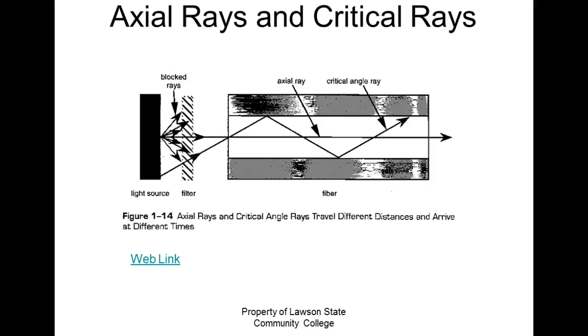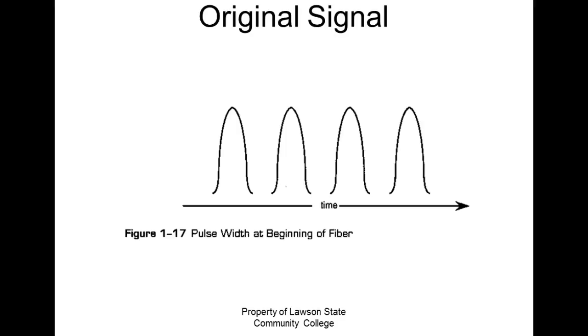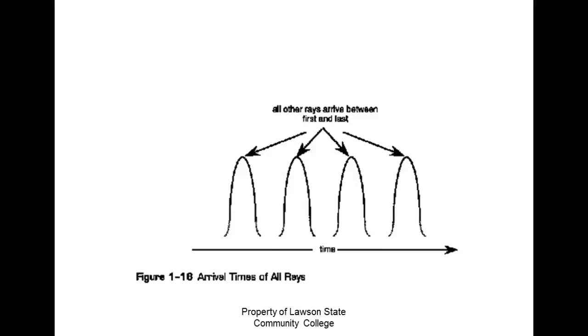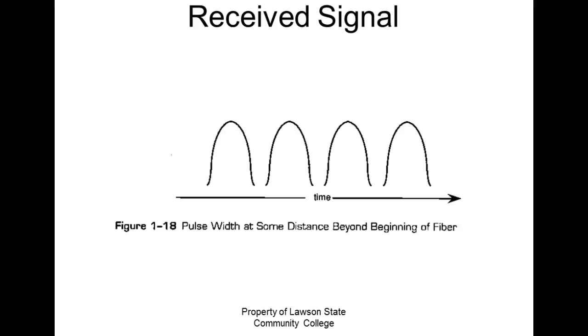So here's the actual ray, here's critical rays, and all the other rays are here, somewhere in between. So this is just an example of what would happen. So the original signal, I think the arrival time of all rays, right? And then, of course, what's going to happen, the received signal is going to be lower because of attenuation, but it's going to be spread out because of spreading.